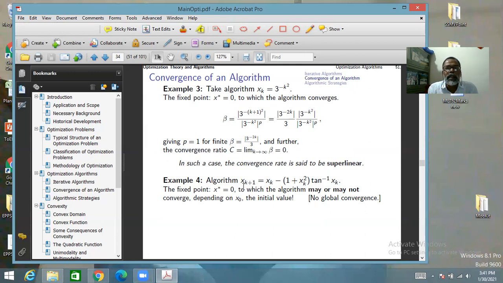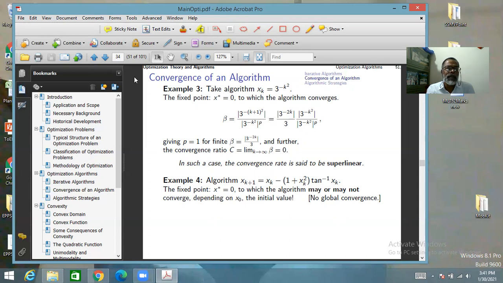Now, the bad part is that the algorithm may or may not converge to this point, depending upon the initial value. And that is why this is an example of an algorithm which is not globally convergent. Whether it will converge to its fixed point or not, that will depend upon the initial starting point. Started anywhere, you are unable to make the claim that it will converge. So this algorithm does not have global convergence.